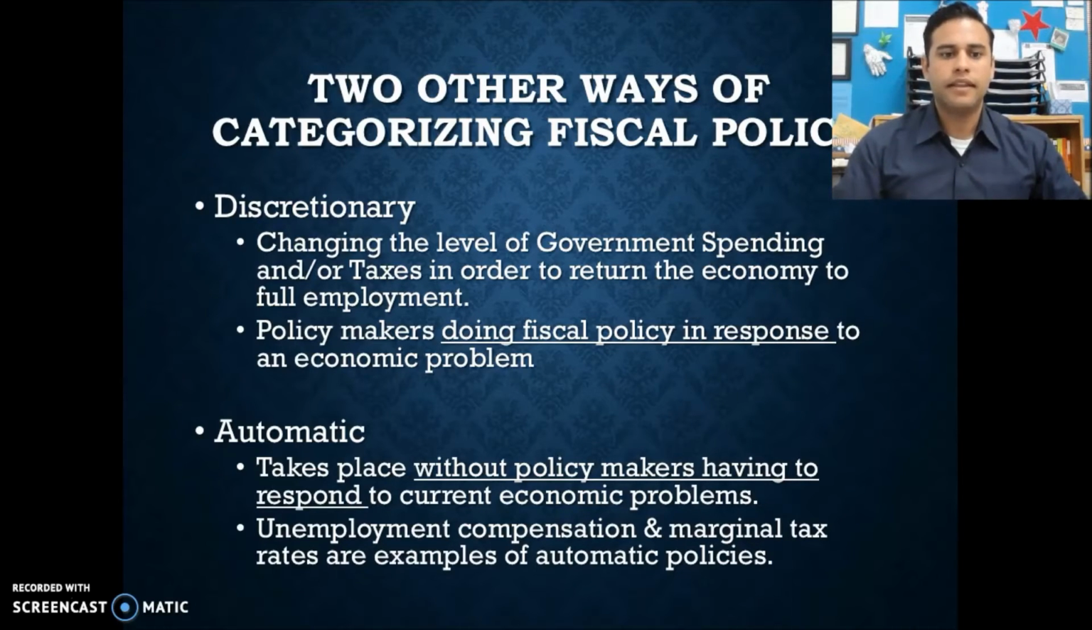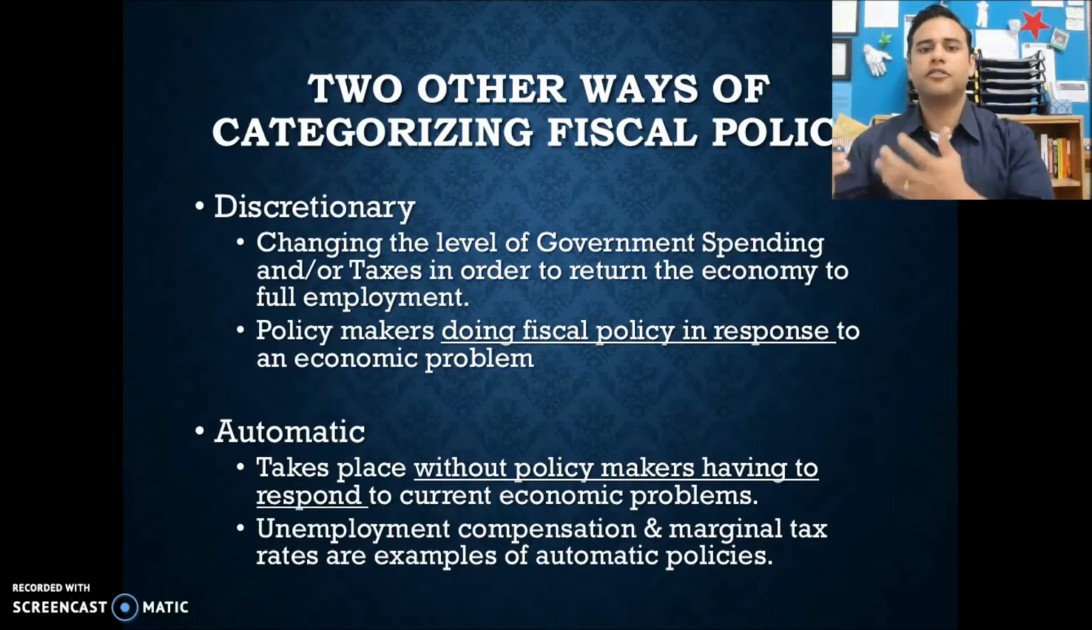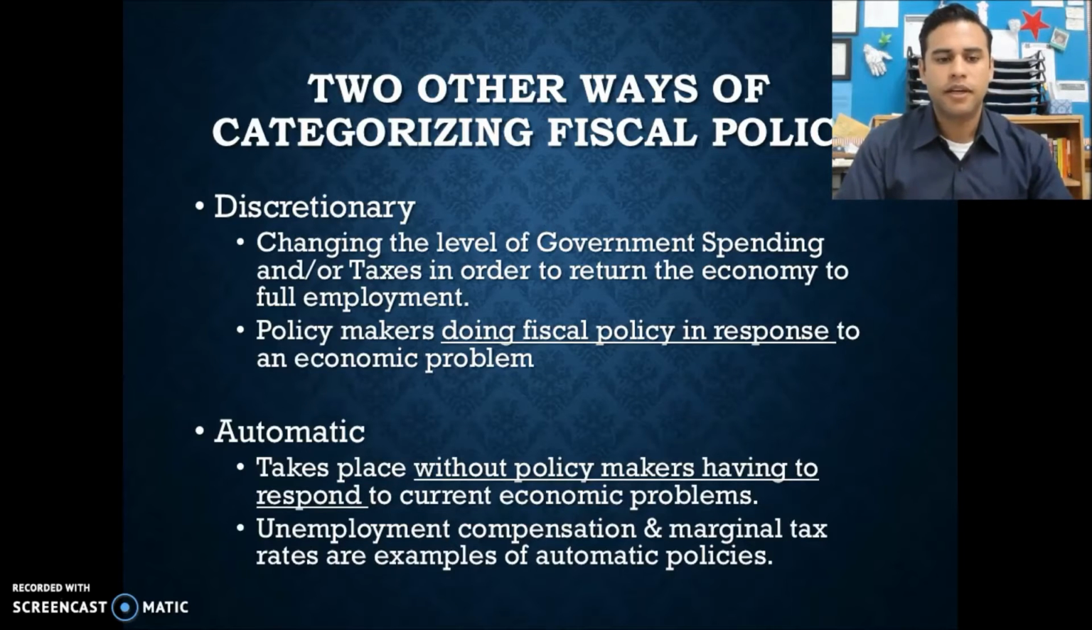Okay? That second bullet point is a good one. It's policymakers doing fiscal policy in response to an actual economic problem.